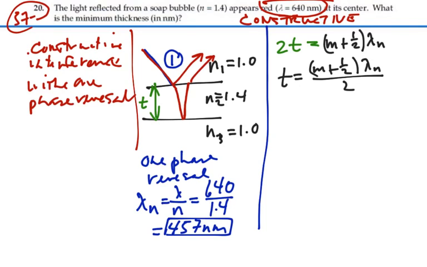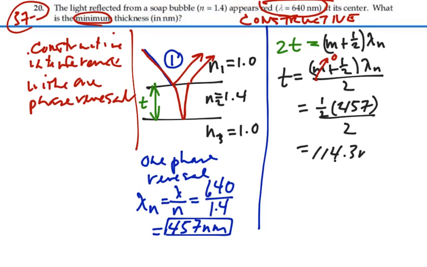And we're going to choose m equal to 0. We'll just find the minimum thickness because that's what was asked for. So we'll choose m equal to 0. And what we have is 1/2 times 457 divided by 2. So that's 457 divided by 4 altogether, 114.3 nanometers. So the minimum thickness of the soap bubble film is 114.3 nanometers.